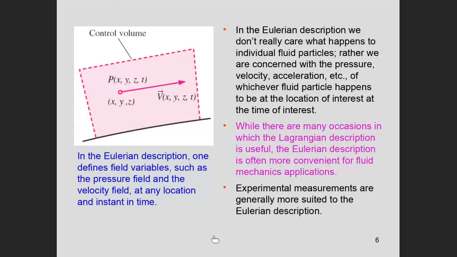Experimental techniques, experimental measurements are generally more suited to Eulerian descriptions. Okay, so in the Eulerian we consider a control volume. We don't consider a particle. We consider a control volume, and then at some points within this control volume, we look at the variables: velocity, pressure, energy, temperature, species concentration, whatever it is. We look at it as a four-dimensional function of x, y, z, and t.